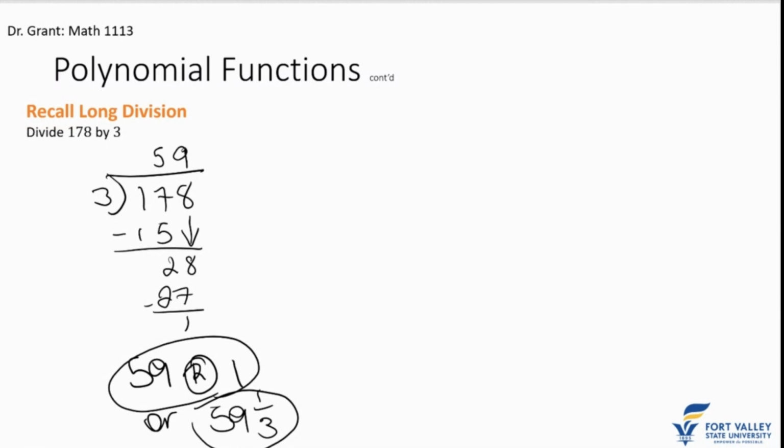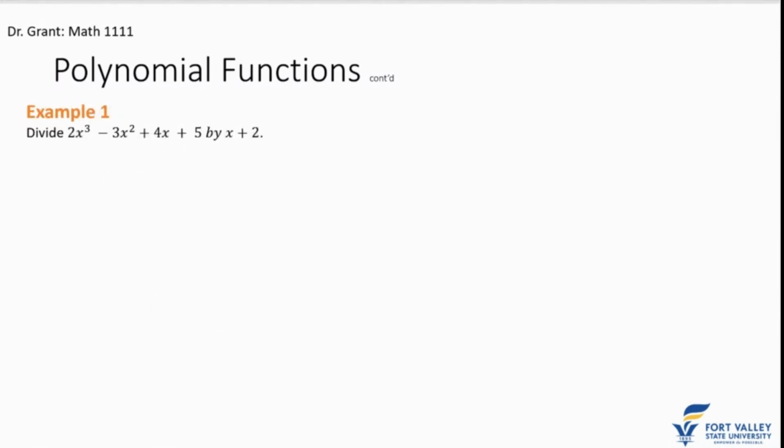Well, we can do what we call polynomial long division. And so basically, we're dividing 2x cubed minus 3x squared plus 4x plus 5 by x plus 2. So I'm going to set it up.